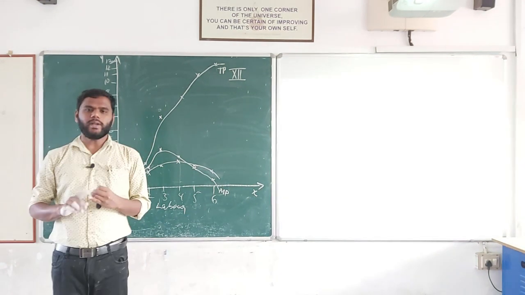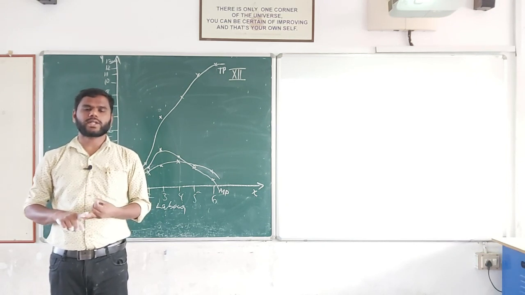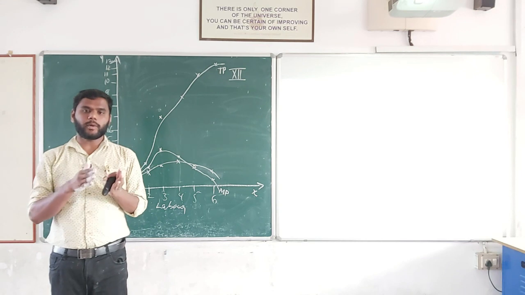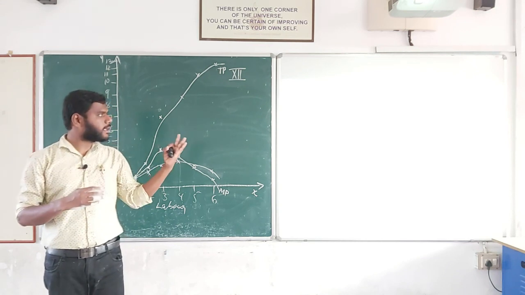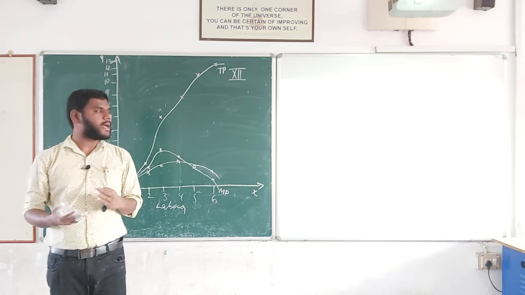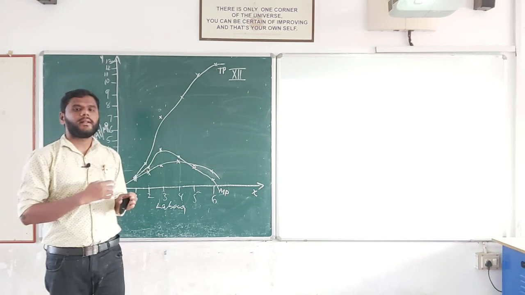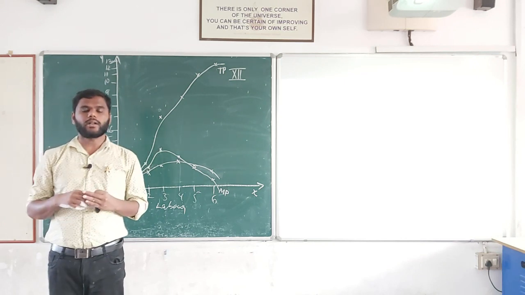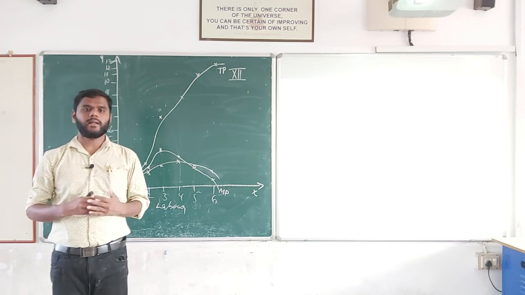Okay. So today we discussed production function, and total product, average product and marginal product. We calculated the table of total product, average product and marginal product, and based on that table we have drawn the marginal product, total product and average product curves. I think it is clear to you.